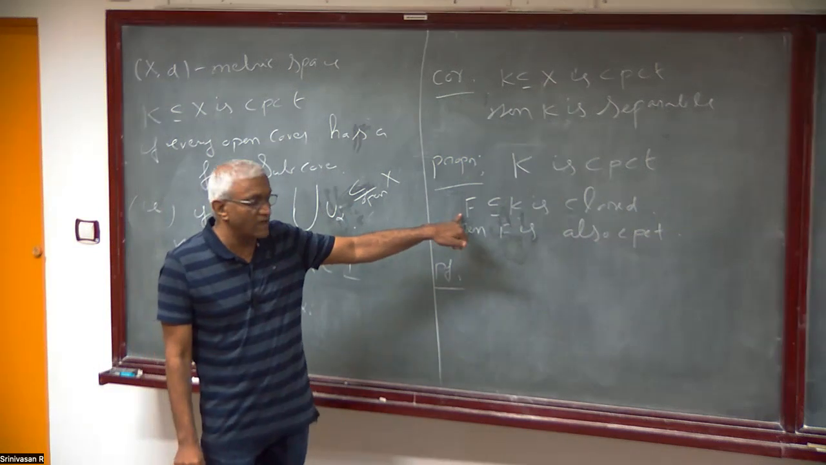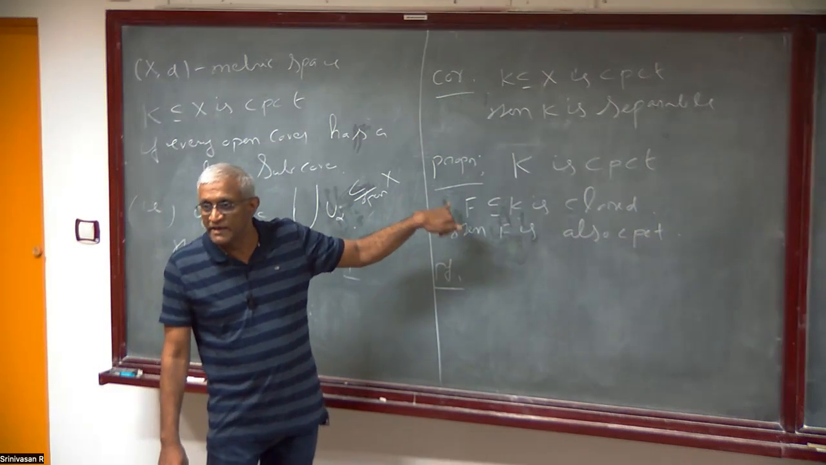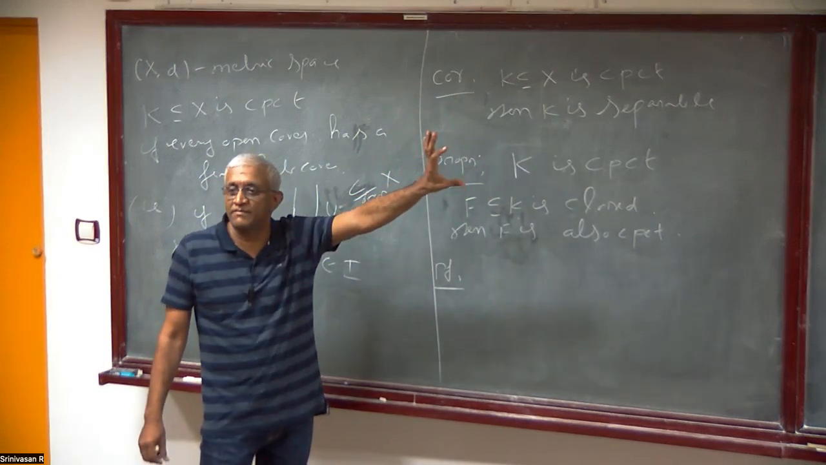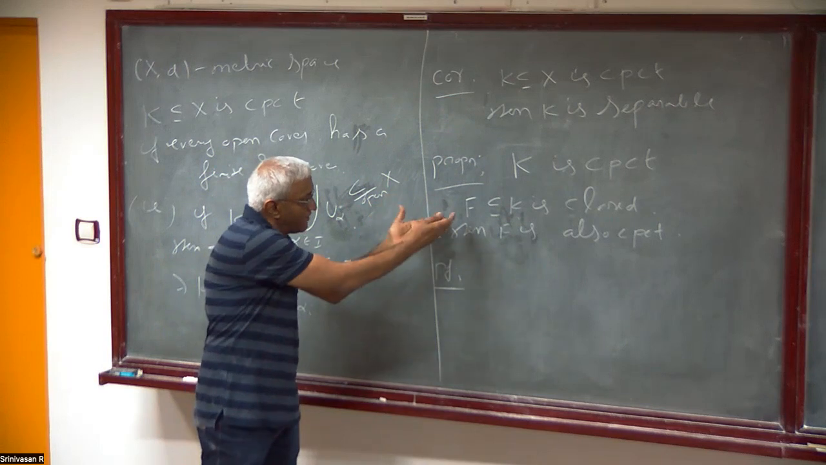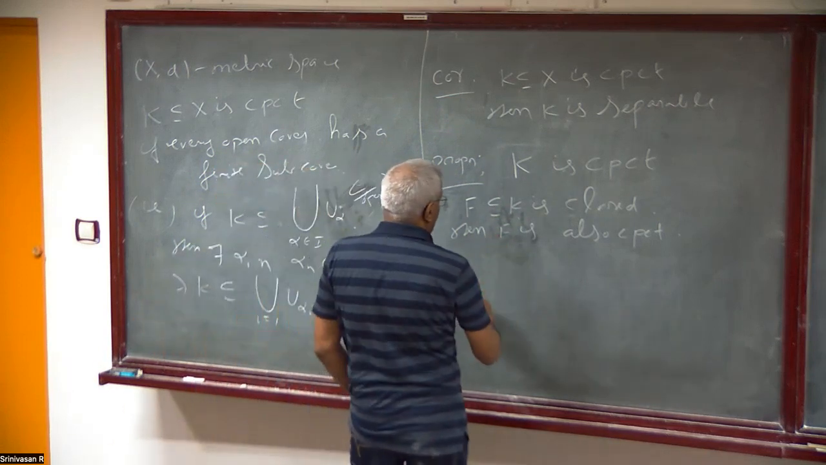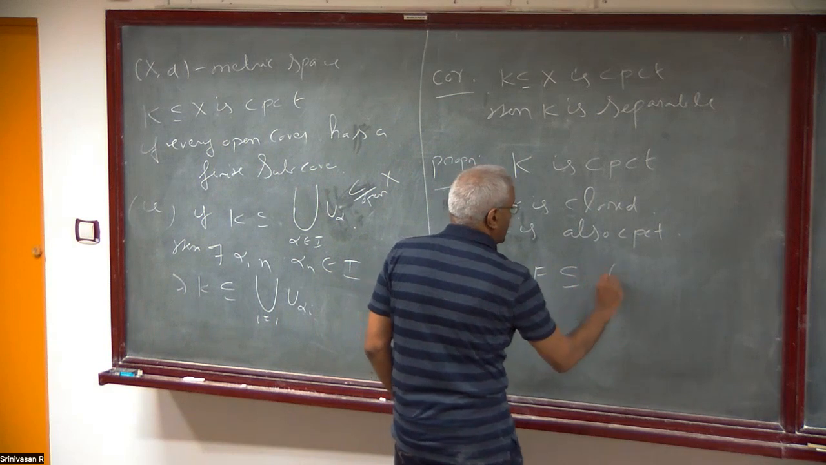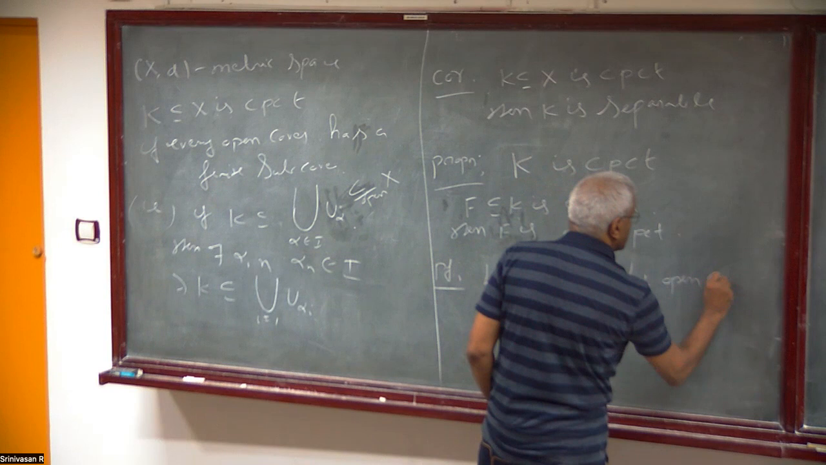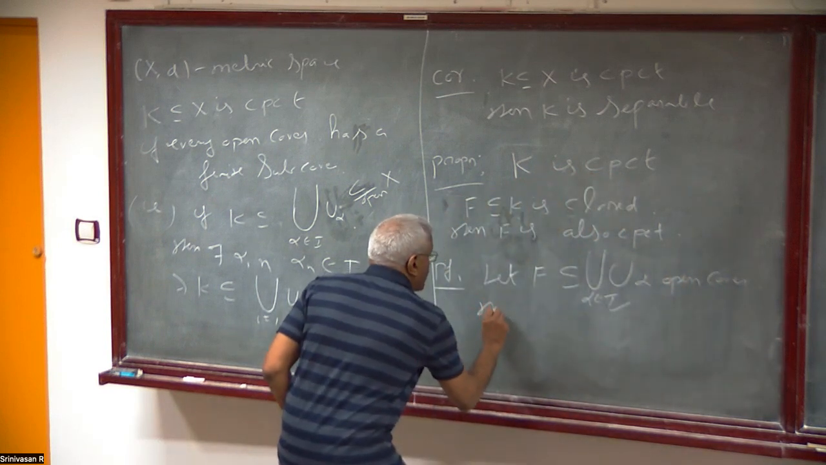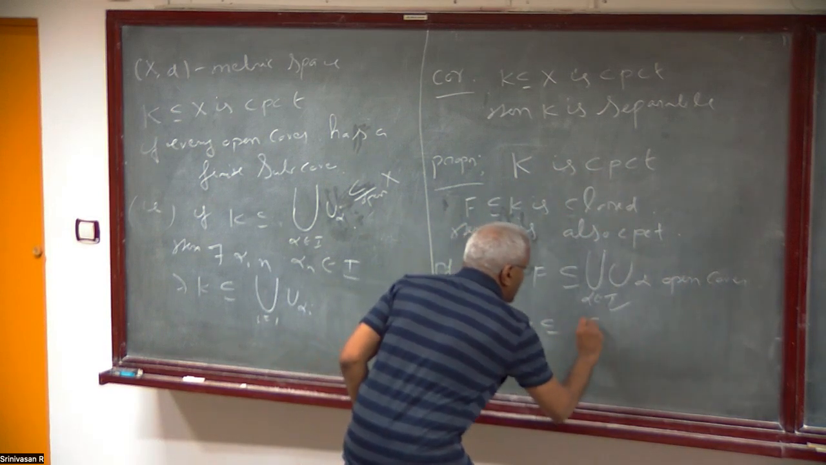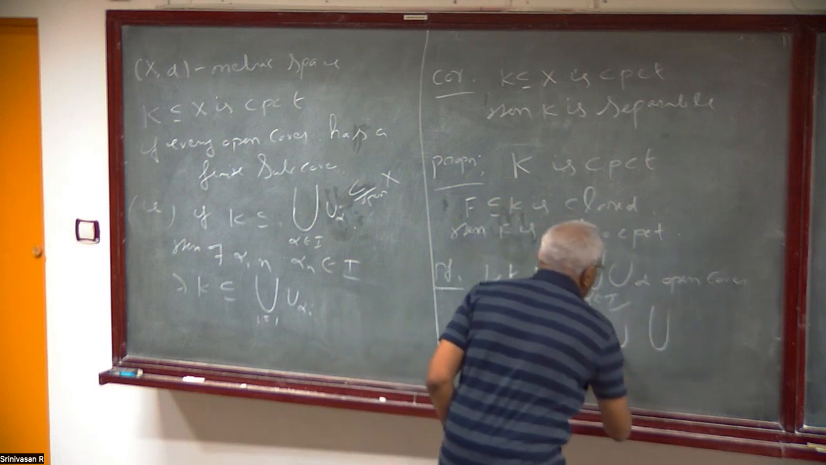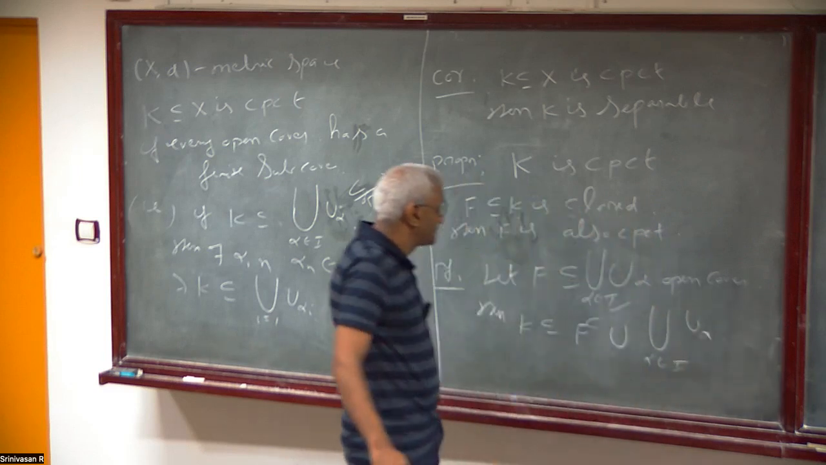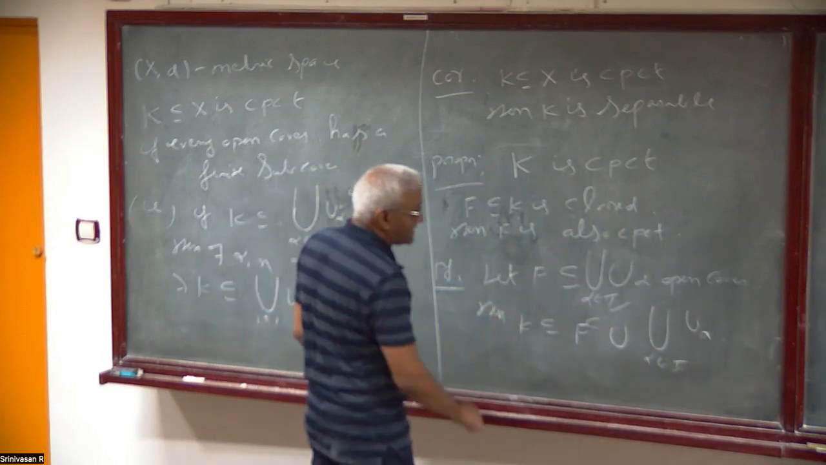If there is an open cover for F, you have to find a finite subcover. But if the complement is open, you can add that to the open cover and that will cover K. That will have a finite subcover, and you can get a finite subcover for F from that. So let F be contained in the union of U alpha, an open cover. Then K is contained in F complement union the union of U alpha. Then this has a finite subcover.